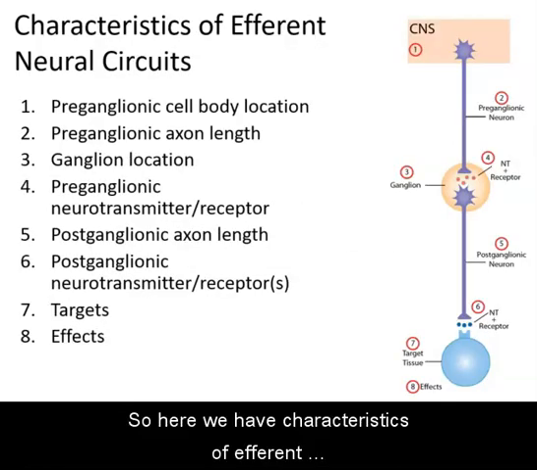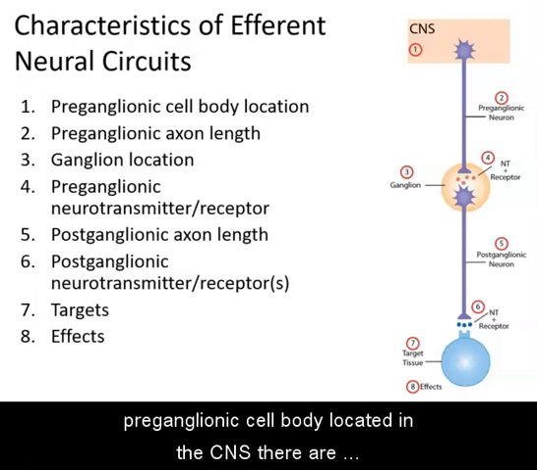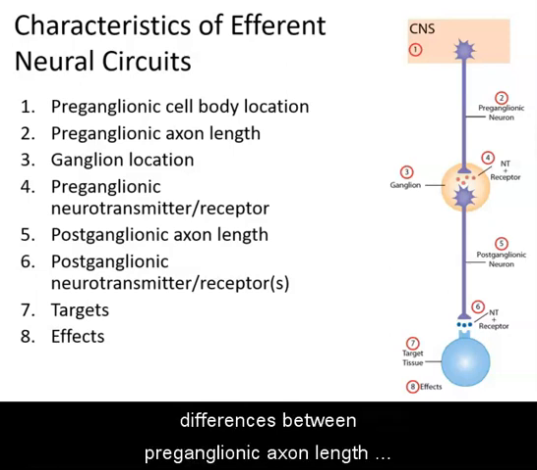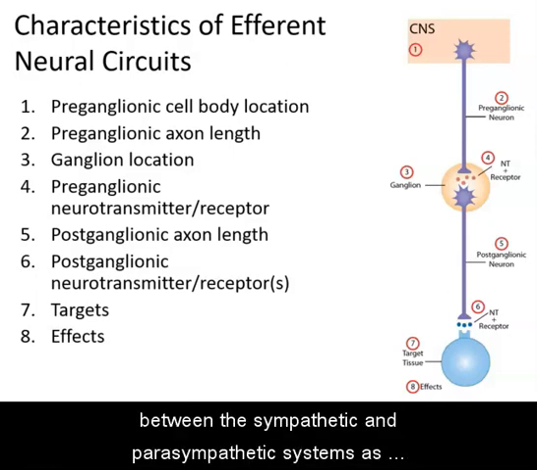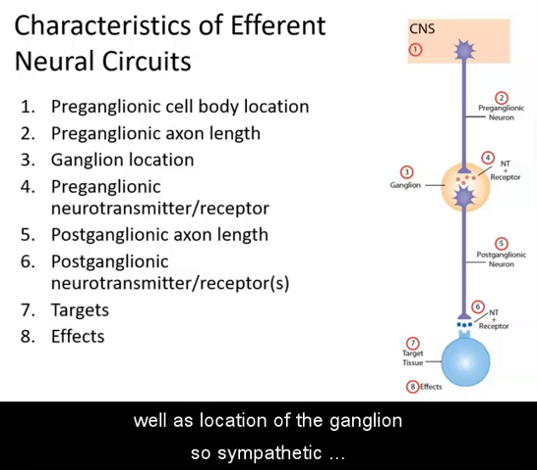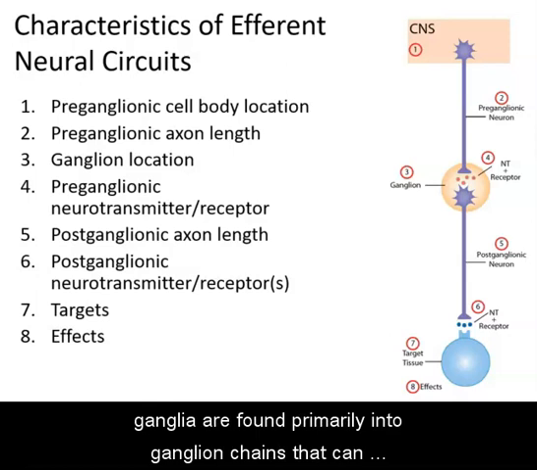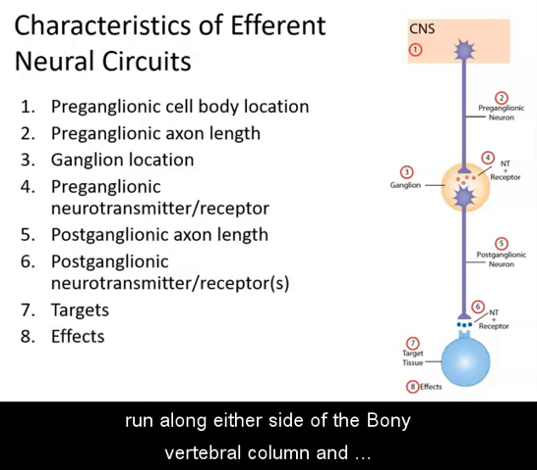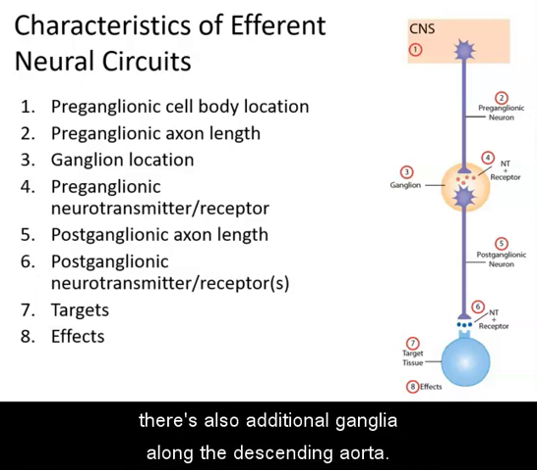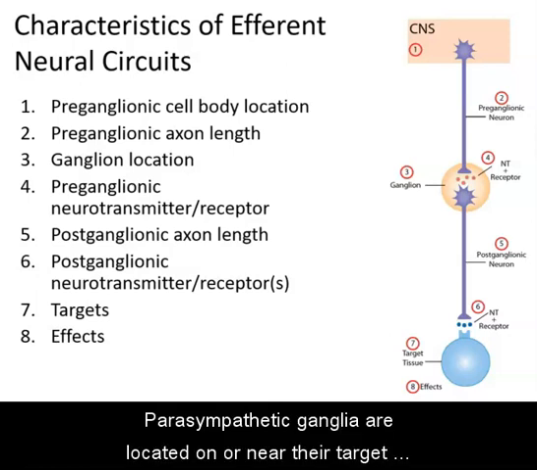So here we have characteristics of efferent neural circuits. First, of course, we have the preganglionic cell body located in the CNS. There are differences in preganglionic axon lengths between the sympathetic and parasympathetic systems, as well as the location of the ganglion. Sympathetic ganglia are found primarily in two ganglion chains that run along either side of the bony vertebral column, and there are also additional ganglia along the descending aorta. Parasympathetic ganglia are located on or near their target organs.